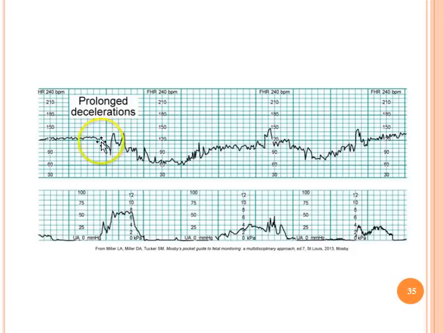Now, this is what we call a prolonged deceleration. So if we're seeing the baseline, let's say the baseline is 125, and here we start to go down and we get down to about 60, and it stays down, and it doesn't look like it gets back to baseline until about here. So if you're counting, that's a 1, 2, 3, 4, 5, 6, 7-minute prolonged deceleration.